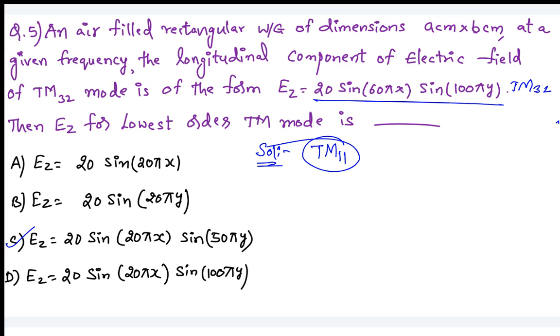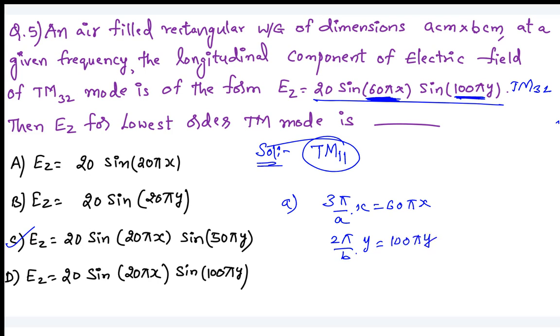Both. So first thing you can see here, whatever is inside this one is gamma x, your propagation constant in x direction. This is the propagation constant in y direction. So when you see the equation, by comparing this one, what you can say: 3 pi by a into x is equal to 60 pi x. Similarly, n pi by b, which means 2 pi by b into y, is equal to 100 pi y.